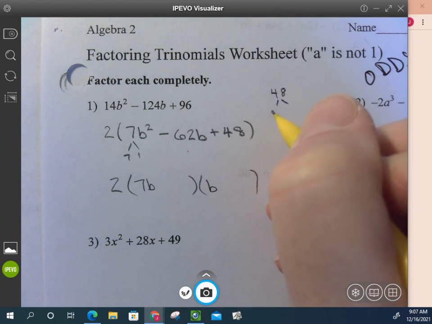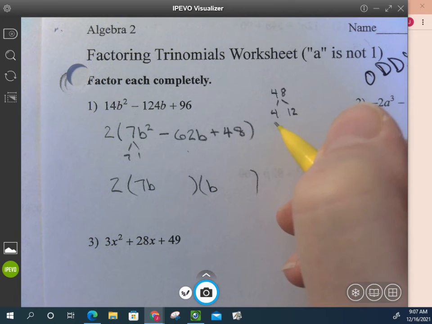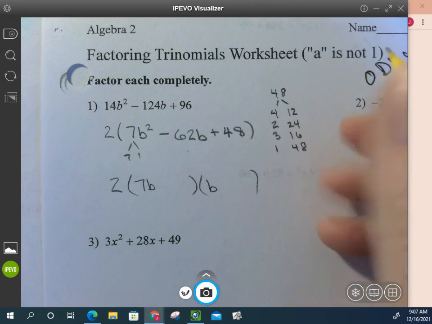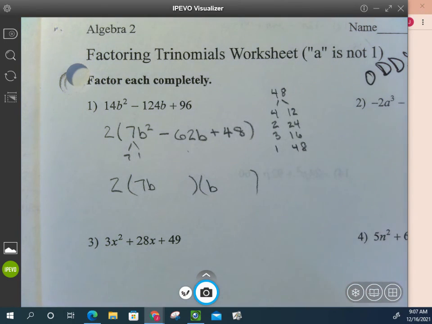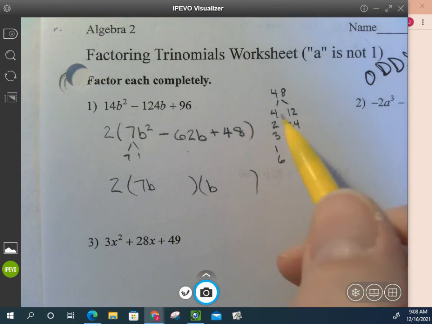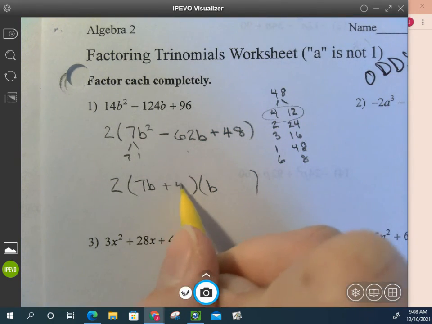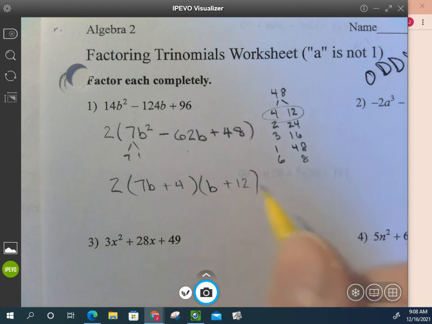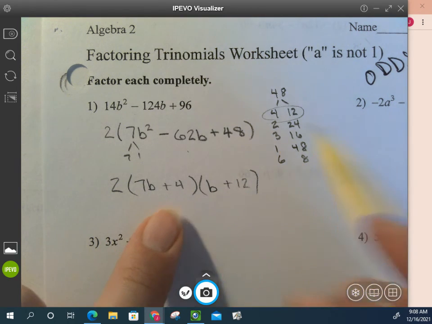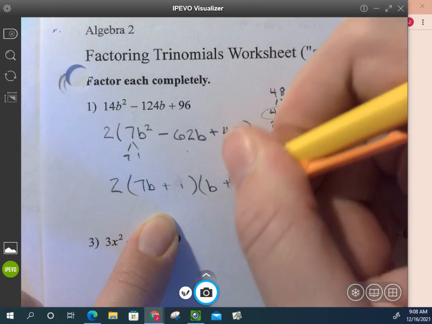And that would be 4 and 12, 2 and 24, 3 and 16, 1 and 48. I don't know if I'm missing anything else. So that's what I'm going to try. 6 times 8. So I would probably start with the 4 and 12. And I can see that my number is going to be too big because that's already going to be 70 and then another 14. That's going to be too big. So then I would try to flip it.